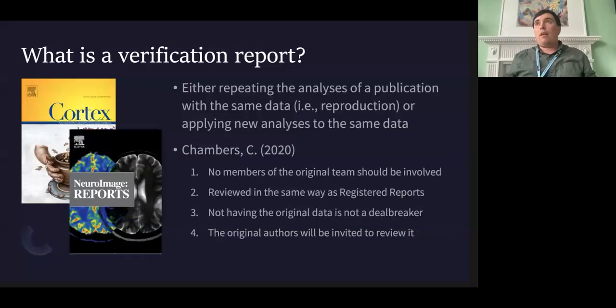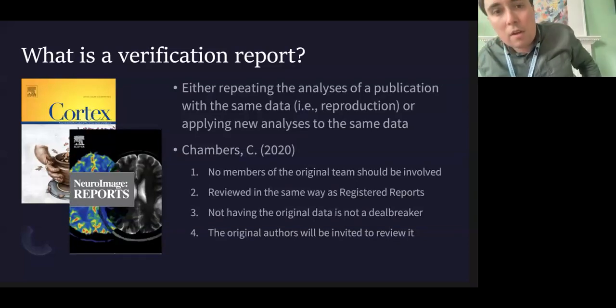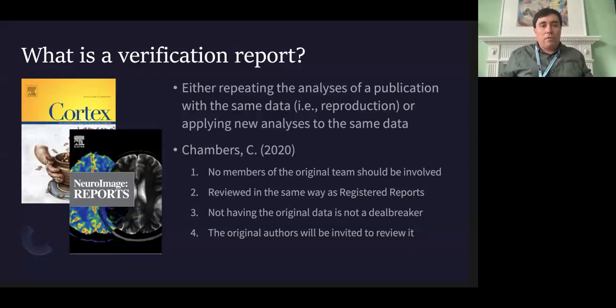Chris Chambers is a fantastic professor in Cardiff, and he came up with this idea of the verification report. It started, as I understand it, in Cortex, at least in our field, and it's where you repeat the analyses of a publication with the same data, or you apply new analyses to the same data. There are kind of rules to this. The four rules proposed by Dr. Chambers are, first, that no members of the original team should be involved. This idea is that by having a completely new set of people, maybe it's less biased, maybe there's less external forces trying to find a certain result.